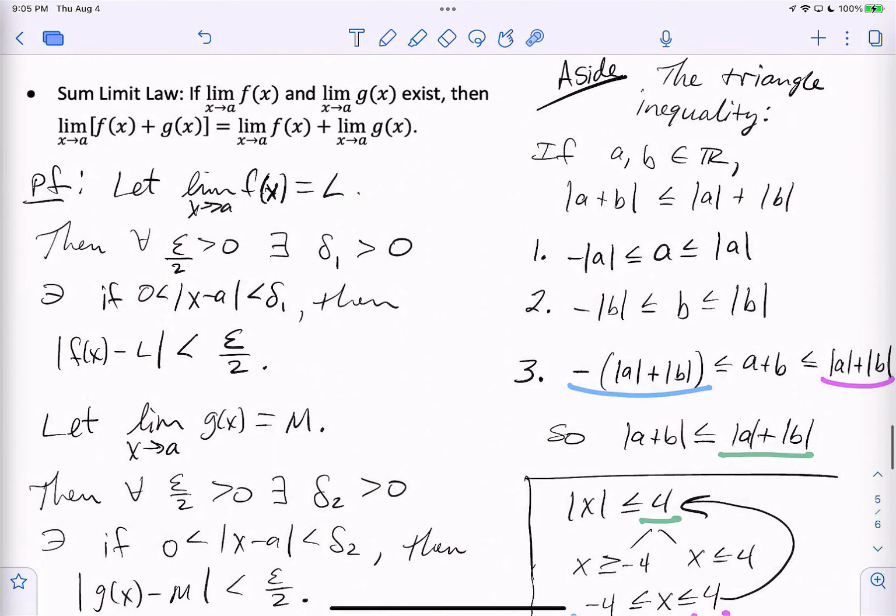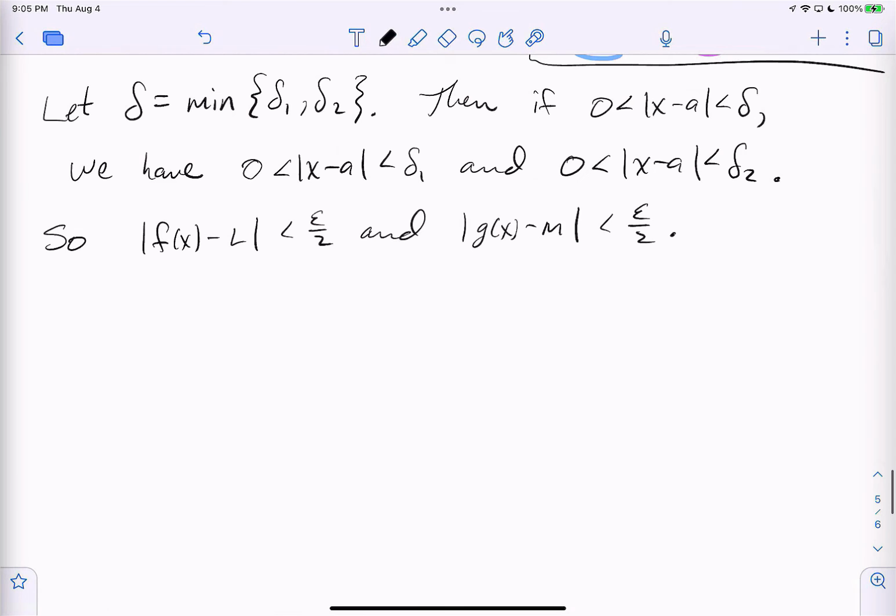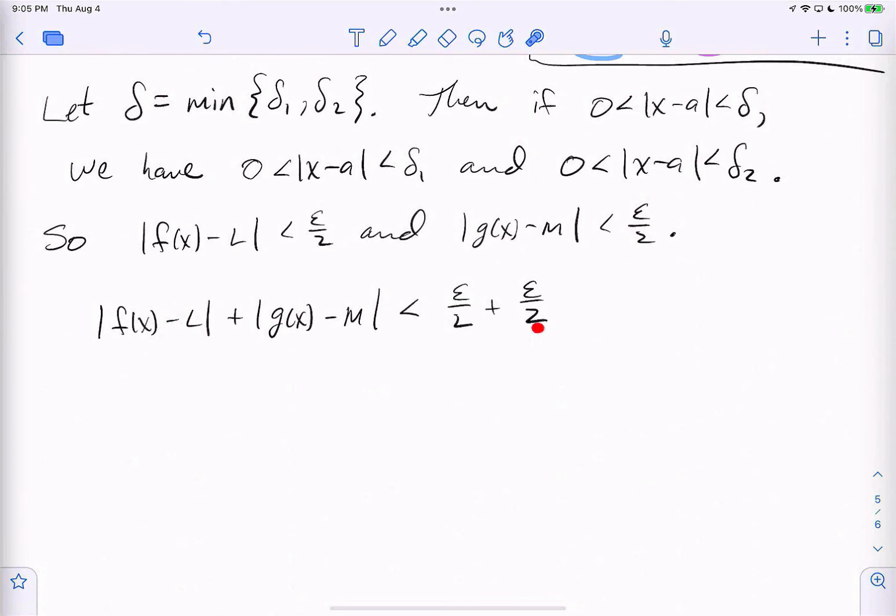Now we were after a sum, right? We're proving the sum limit law, so I want to be able to add things together. And so I'm going to add the absolute value of f of x minus L plus the absolute value of g of x minus m, and that is less than epsilon over 2 for f of x minus L in absolute value plus epsilon over 2 for g of x minus m in absolute value. And that happens to equal epsilon.